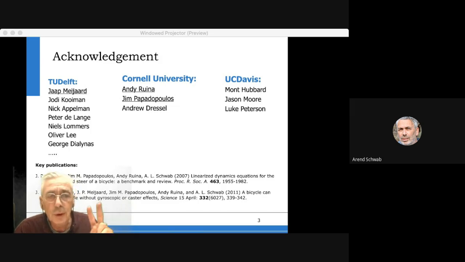There are two key papers on this topic from our group. The first is on the linearized dynamics equations of bicycle and steer, a benchmark paper, in the Proceedings of the Royal Society, the journal in which Isaac Newton published. So we're among good friends there. The other is in Science, where we say a bicycle can be self-stable without gyroscopic and caster effects.